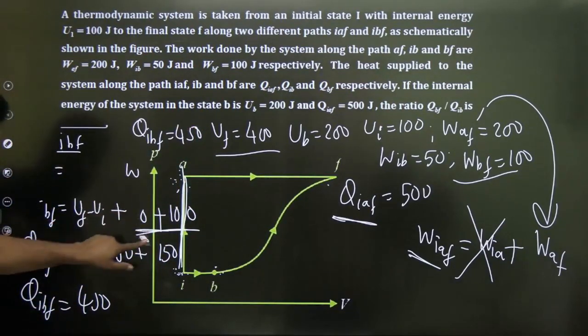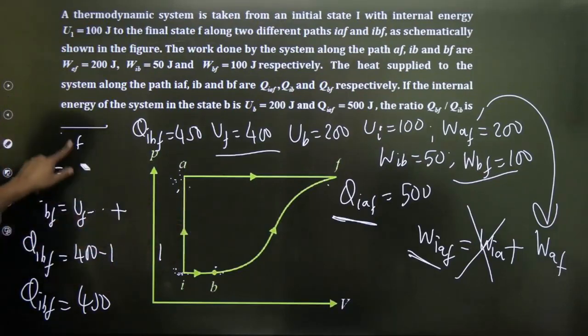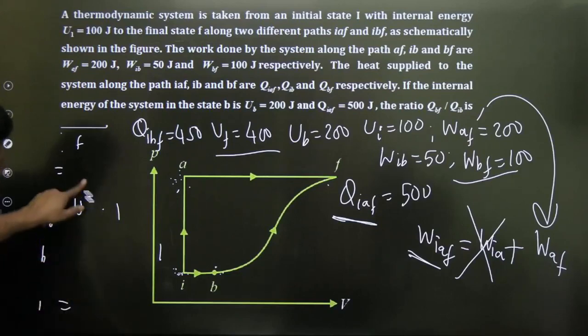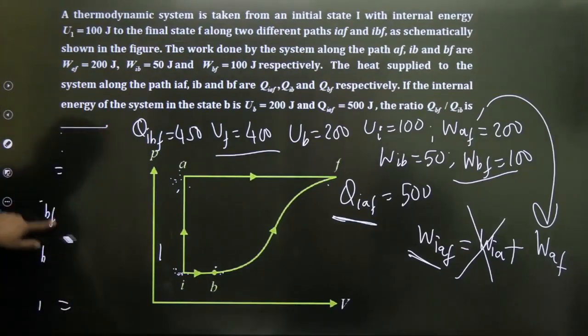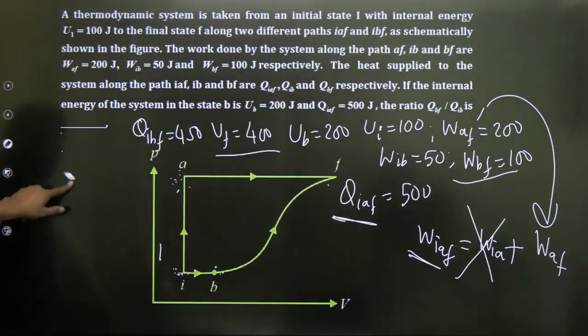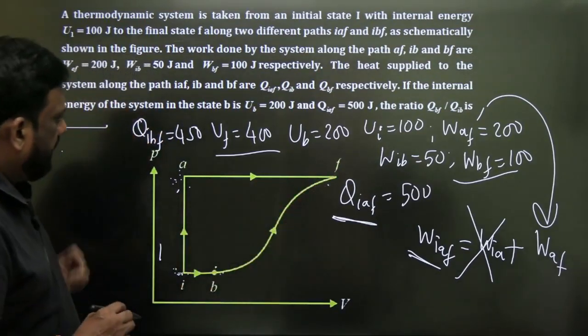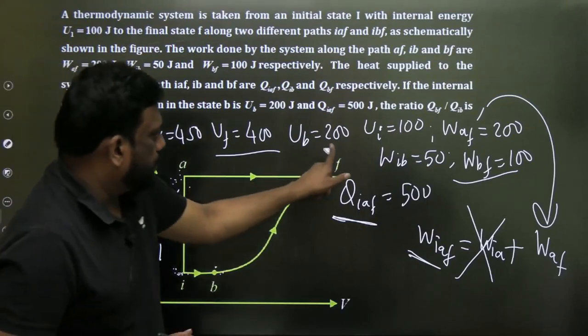We got this as 450. Okay. Now let's try to find out QIB and QBF. We'll do it like this, don't worry. And you know, my dear students, IB is given. So can we write this as UB is also given, UI is known.